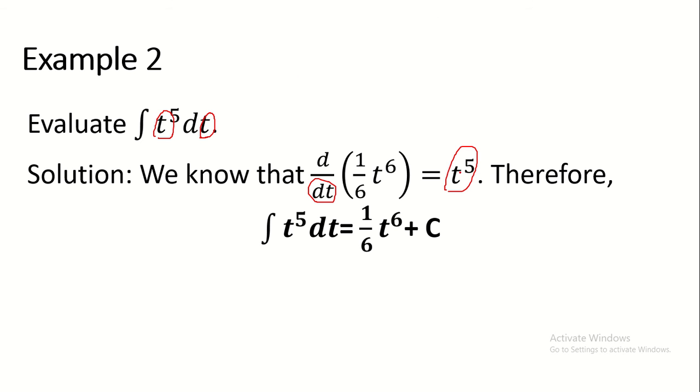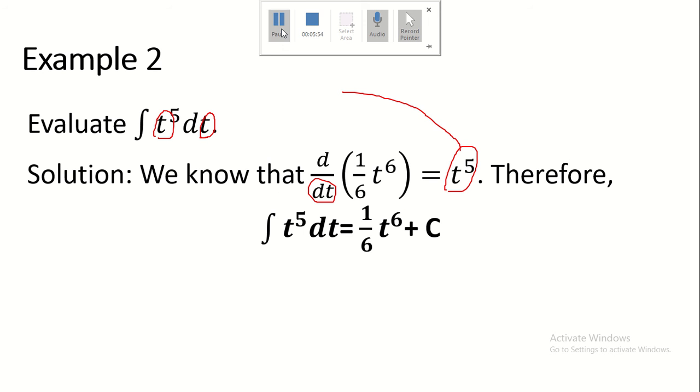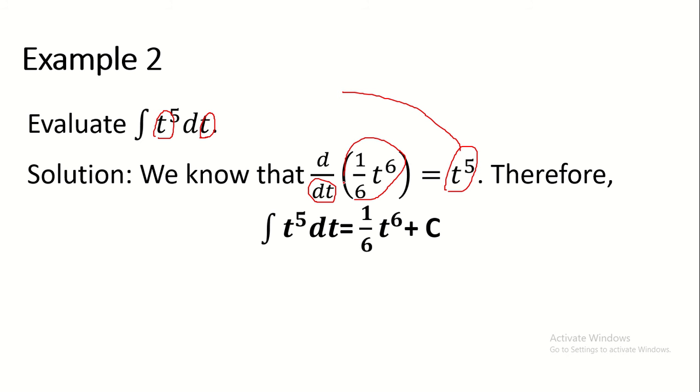Okay? So, I mean, itong 1 over 6 t raised to 6 ay antiderivative ng t raised to 5. Bakit? Kasi kapag kinuha natin yung derivative niyan, derivative with respect to t, okay, so the derivative d over dt of 1 over 6 t raised to 6.